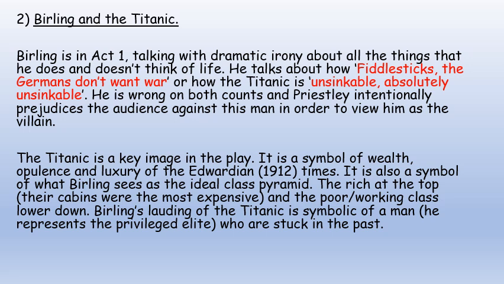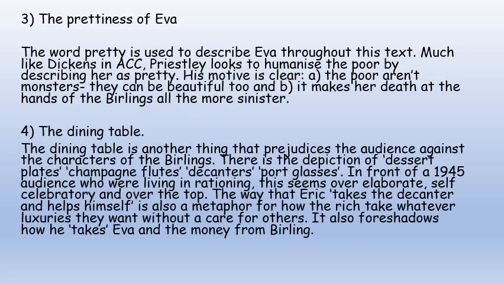Okay, the Titanic's a really key image in this play. The Titanic symbolised wealth, opulence, luxury in the Edwardian times. It's a symbol also of what Birling thinks is the right class pyramid. Okay, on the Titanic, the rich cabins were at the top, and then the poor cabins were at the bottom. And that's like a pyramid, and that's how Birling sees society. The rich are at the top, and the poor are at the bottom. And Birling lauds this idea of the Titanic as symbolic of a man. Remember, he represents the privileged elite who's just stuck in the past.